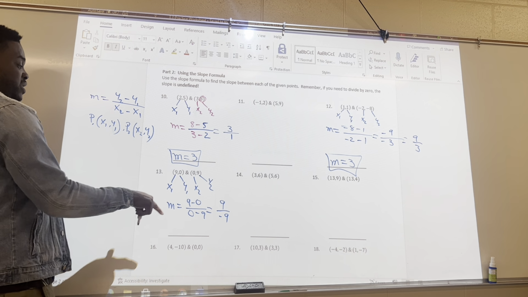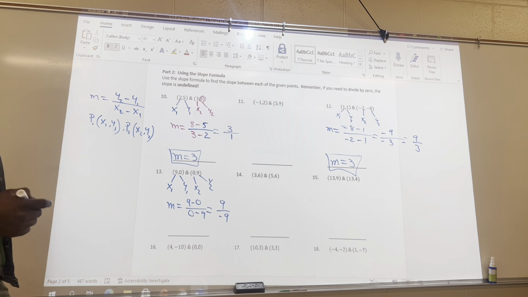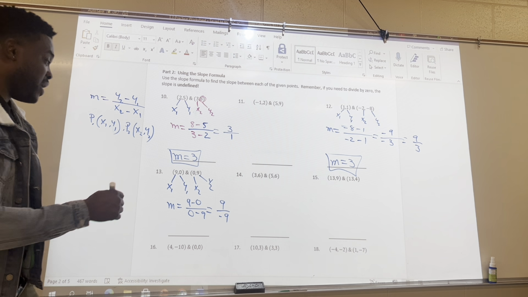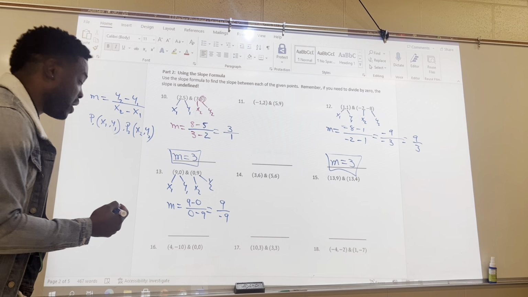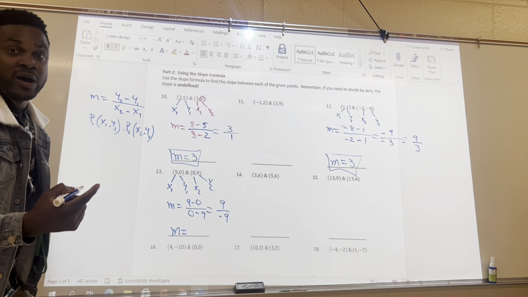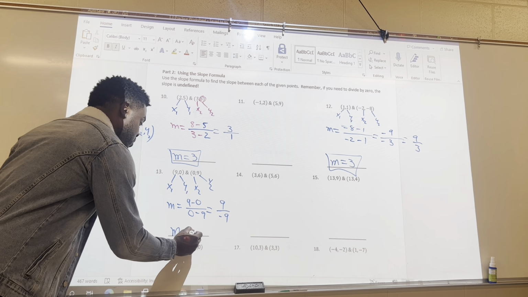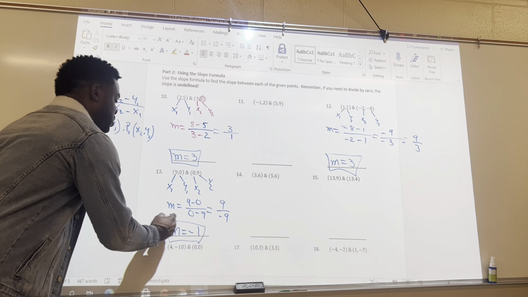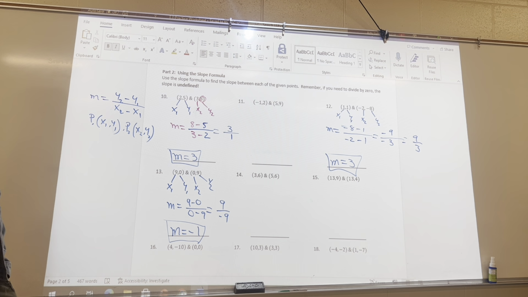So now we have a positive divided by a negative. When you have a positive divided by a negative, the answer will be negative. So 9 divided by 9 will give us 1, and positive divided by negative will give us negative. So the slope will be -1, right?